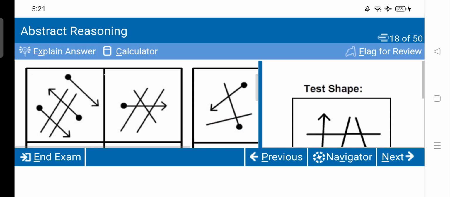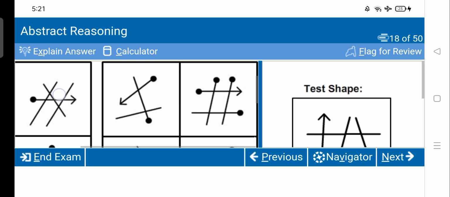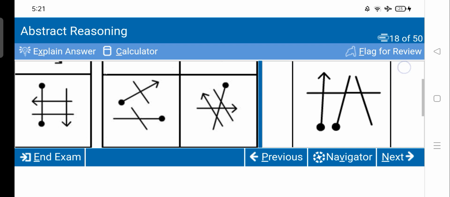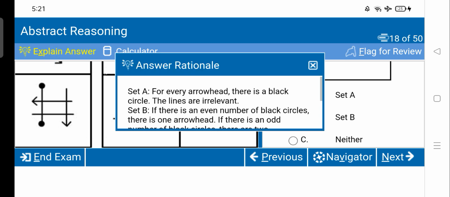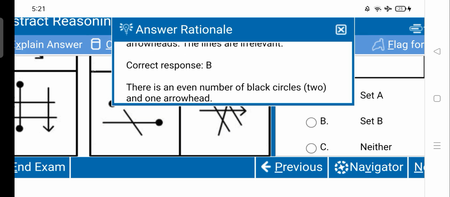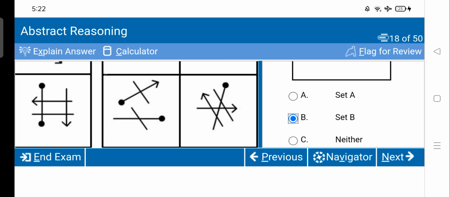Now the same arrangement of set A, and then for set B, but the test shape that is given to us is in this form. So option A is set A, option B is set B, and option C is neither. The correct response is option B, as there is an even number of black circles, which is 2, and 1 arrowhead. So that's how we say the correct response is option B, which is set B.